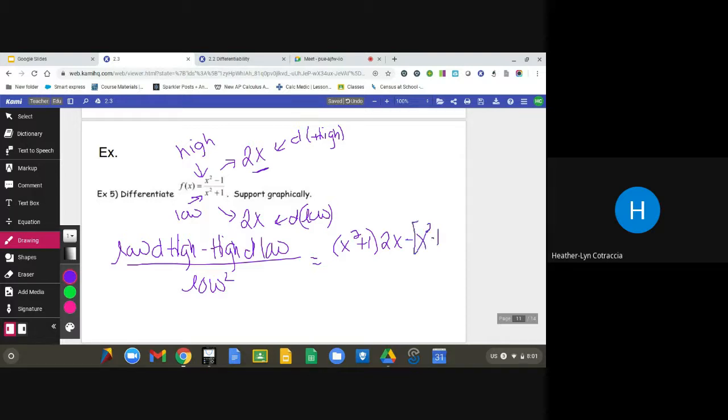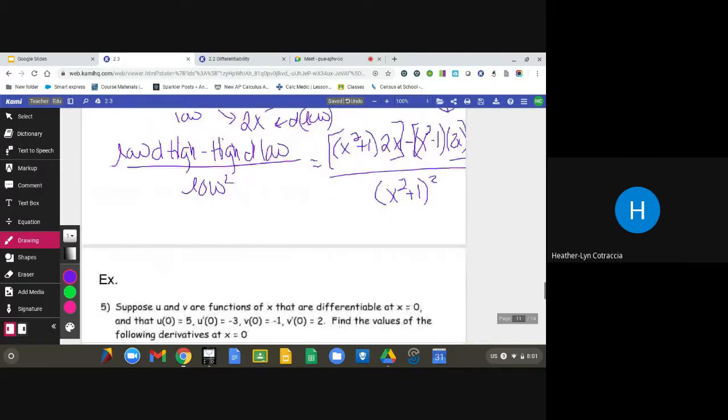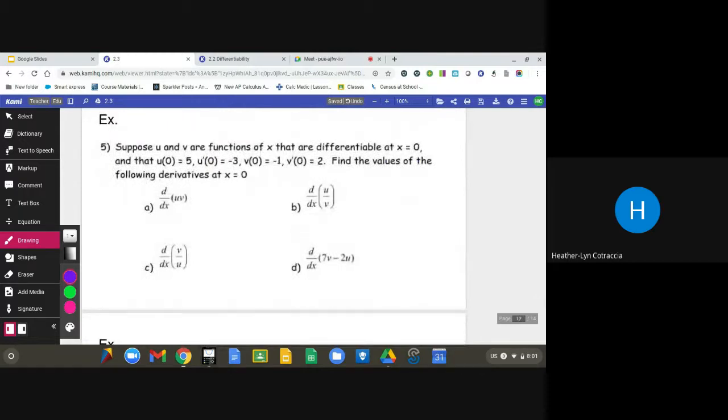And again, this is important. You may want to put this in an extra set of parentheses because of that minus right there, and then times d low, and that would be the low that's right here, and then that's all over low squared, and then you would do some algebra and clean it up. Okay, so those ones are definitely the trickier ones, but not horrible, just a little trickier.